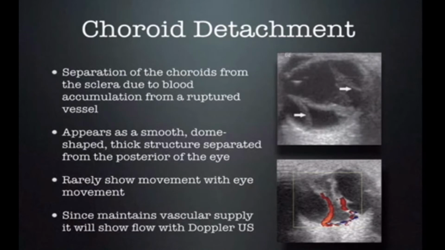Now, a retinal detachment after a certain period of time or certain period of aging will also dome and not be as movable with eye movements. So it can be a little challenging on occasion to tell the difference between an old retinal detachment and a choroid detachment. However, the choroid has the blood supply to the retina. So if you turn on Doppler, you'll see the blood supply in the choroid. You do not see the blood supply when you have a retinal detachment because the choroid is not detached. So use Doppler ultrasound to confirm that this is a choroidal detachment.